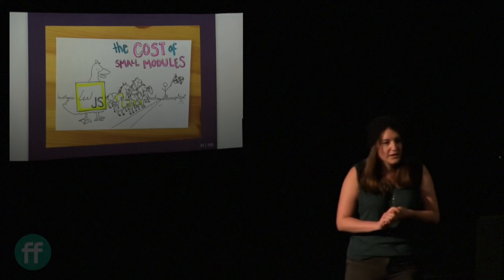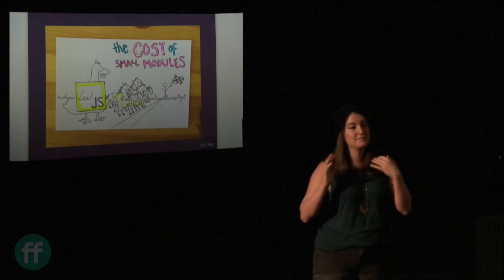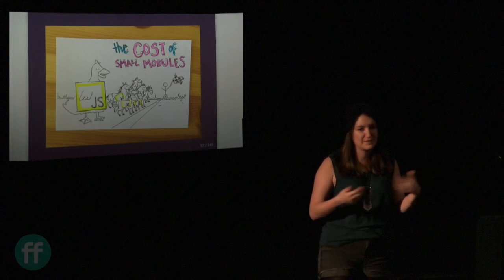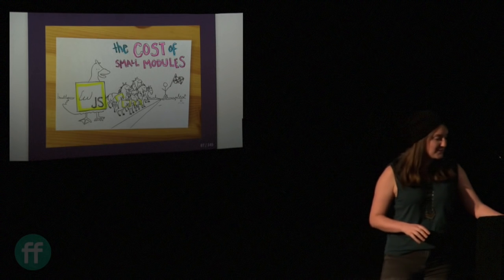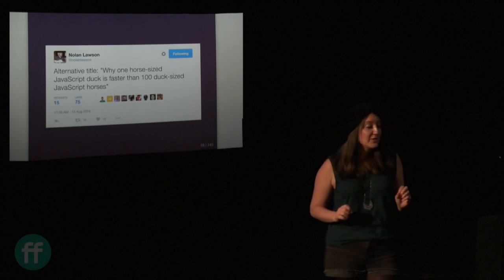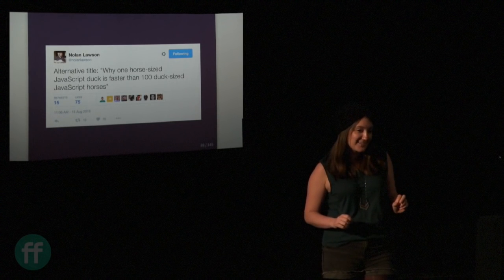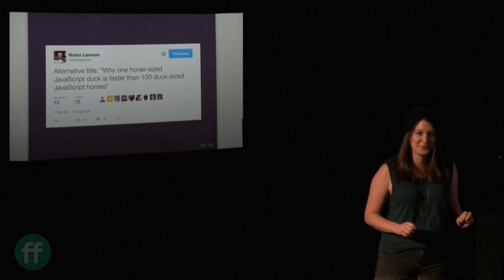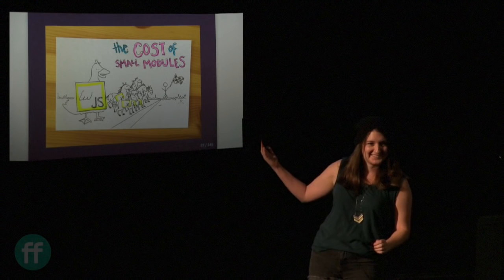All right, and so Nolan wrote this blog post, and he called it The Cost of Small Modules, and I got immediately into it, not just because I work at NPM, so it's relevant, and maybe he was dissing us. No, I actually just got really into it because he announced it like this. He said, alternative title, why one horse-sized JavaScript duck is faster than 100 duck-sized JavaScript horses. And I was like, I must draw it. And that's what happened.